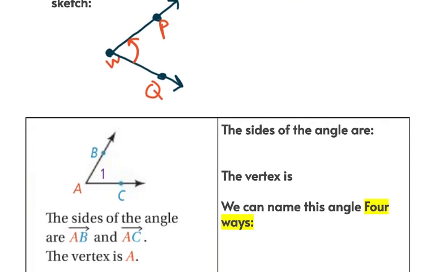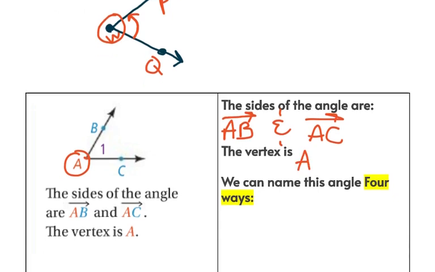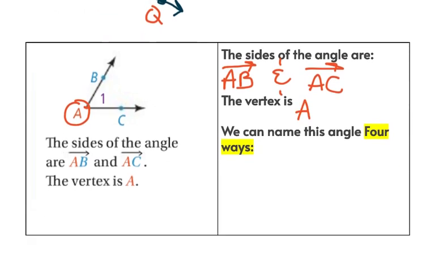So we just said that the sides of the angle are those two rays that both shout out from the same vertex. So the sides of this angle would be ray AB and ray AC. The vertex is this shout out point, A. And we can name this one four ways. Because there's a number in here, we can call it angle 1. We need this symbol in front of it to get full credit.